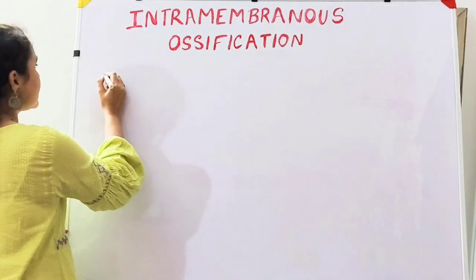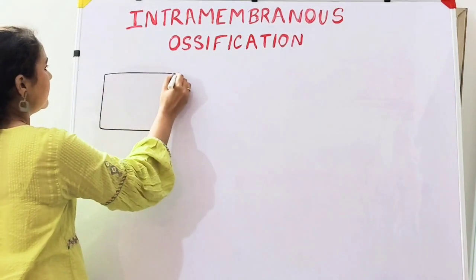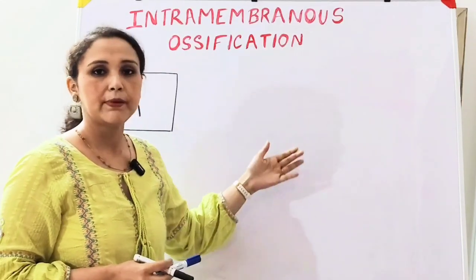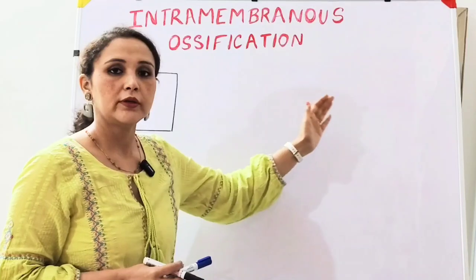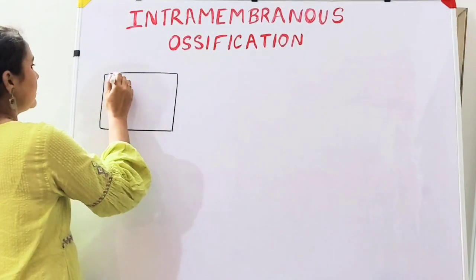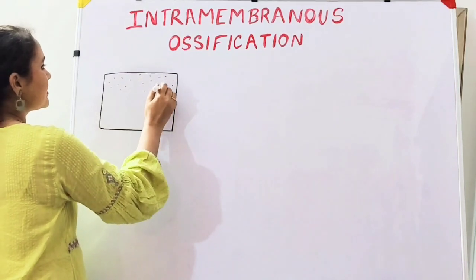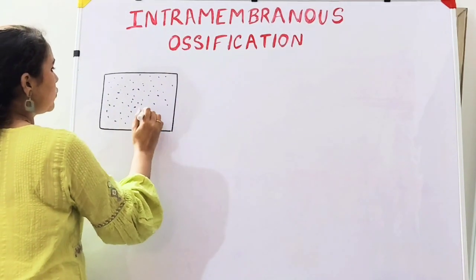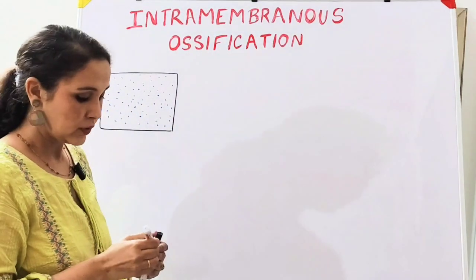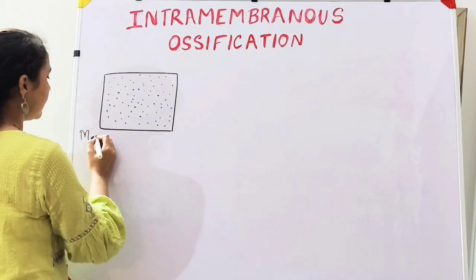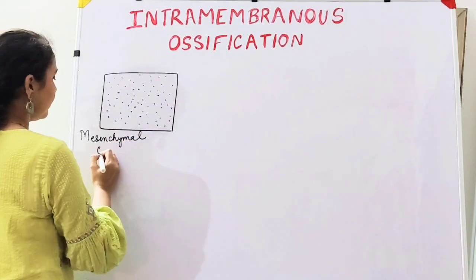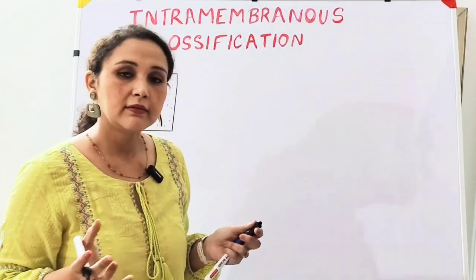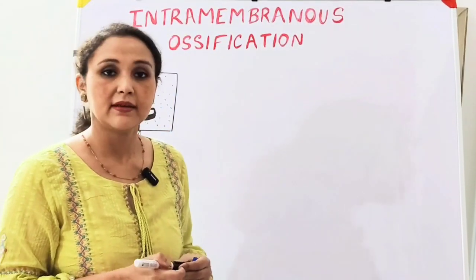Now, suppose this is the area where the bone is to be formed. We'll be using different colors, but we'll be making very simple diagrams, just like a flow chart, to follow the various steps. Where the bone is to be formed, the various mesenchymal cells collect together, and this step is known as mesenchymal condensation. You can label each and every step. The mesenchymal cells are grouped together, they condense at a site.